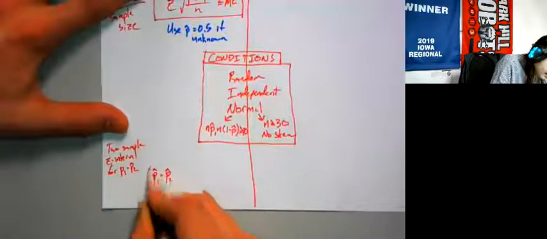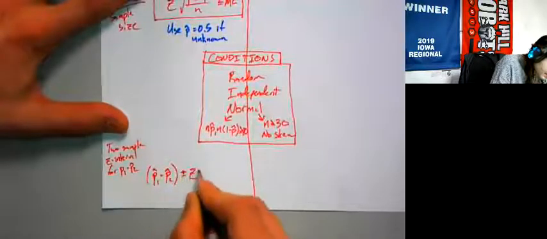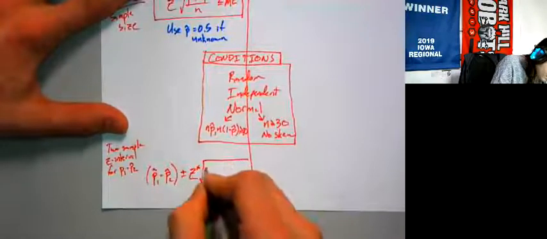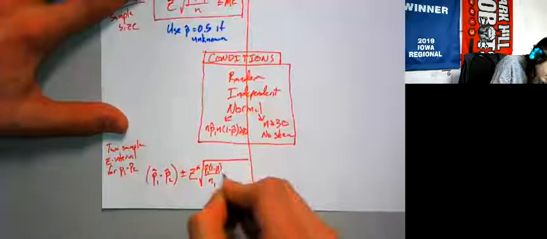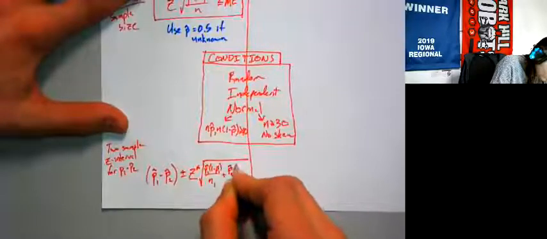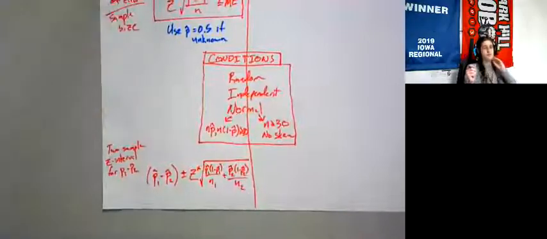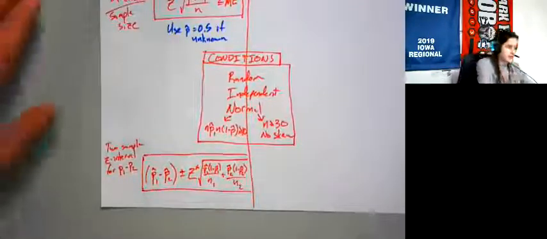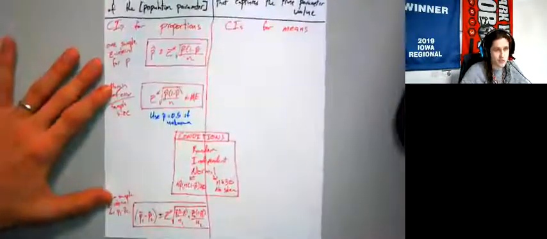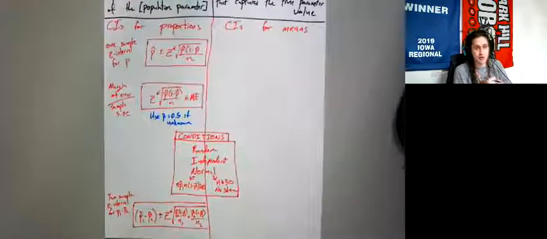p1 hat minus p2 hat plus minus z star, then big old square root p1 hat 1 minus p1 hat over n1 plus p2 hat 1 minus p2 hat over n2. Put a little box around that. And those are the formulas for confidence intervals for proportions. They're all in your formula sheet. They're all in your notes. Just kind of maybe an organizer that you find useful.